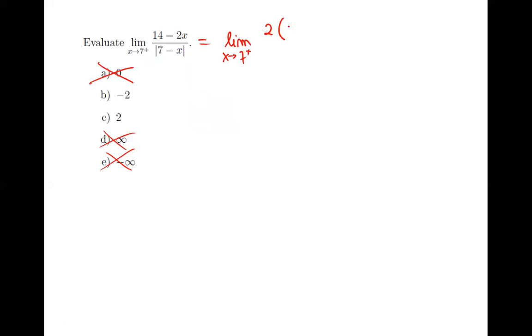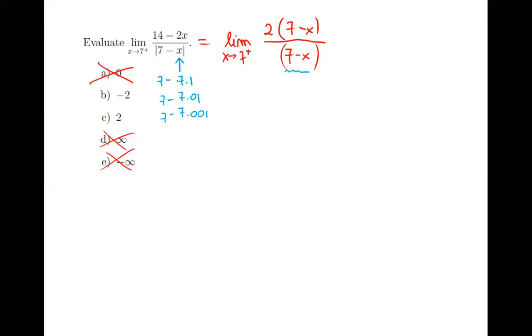Okay, I will factor out 2 times 7 minus x. And I do have 7 minus x, but I really have to investigate the sign. Okay, let's see. This is x, and x is approaching 7 from the right-hand side. 7.1, 7.01, 7.001.